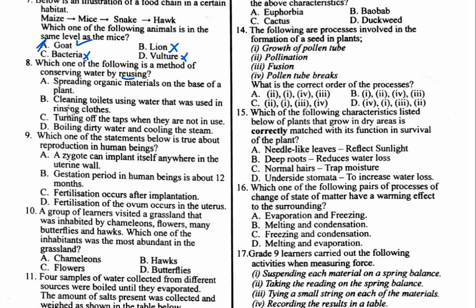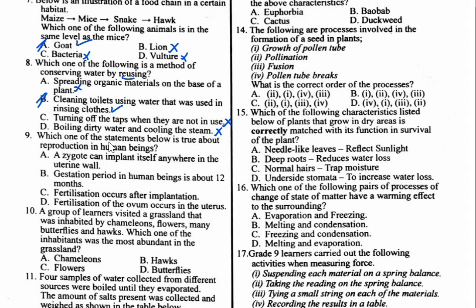So, part D, it is not the correct option. Boiling is purification, not reusing. Also, turning off, this is conserving by reducing use, not reusing. So when you turn off, you are reducing the use, and therefore you're not reusing. What about A, spreading? This is not a good example of reusing, and therefore the correct option is B, which is cleaning toilets using water that was used in rinsing clothes. That's what we mean by reusing. You reuse the water.